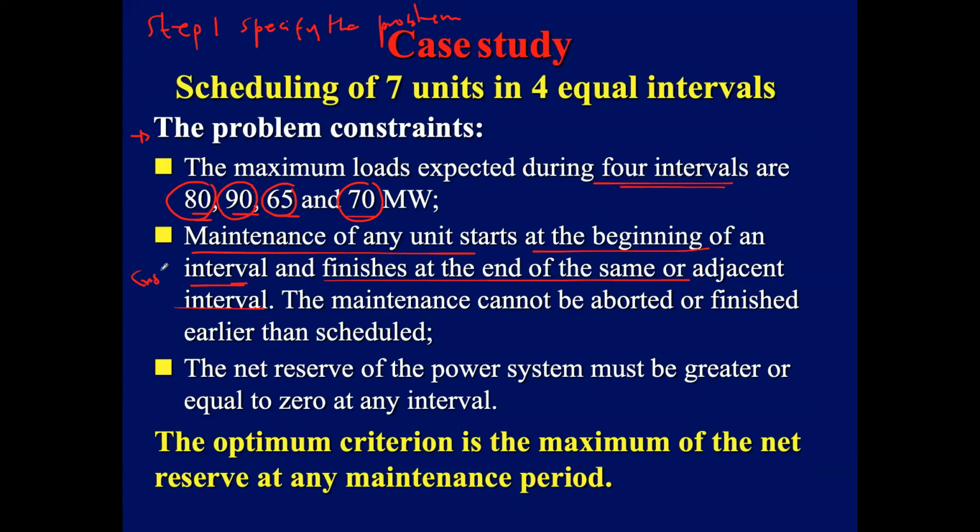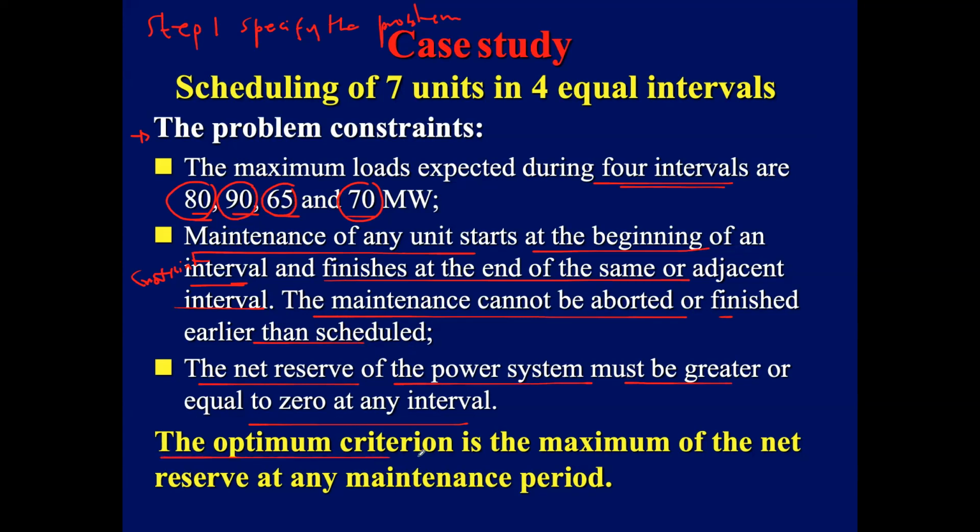So this is a constraint that each of the power units that we are going to maintain can only be maintained either within an interval or across two intervals. The maintenance cannot be aborted or finished earlier than scheduled. And during maintenance, the net reserve of the power system must be greater or equal to 0 at any interval.